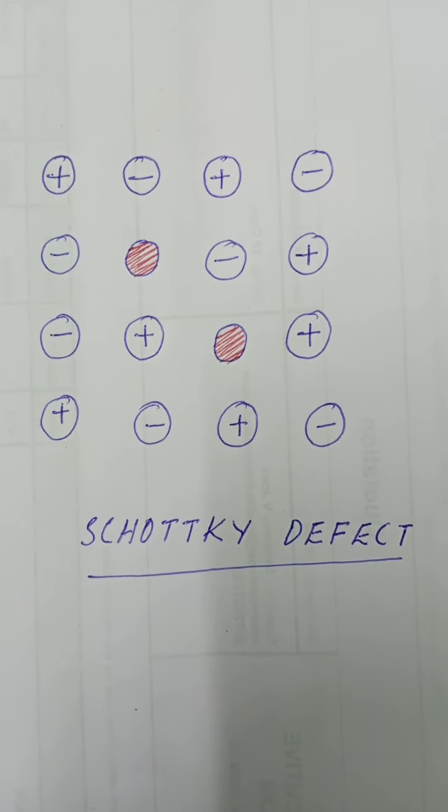Schottky defects. It is basically a vacancy defect in ionic solids. In this defect, a cation is missing from its normal site. In order to maintain electrical neutrality, an anion is also missing from its normal site. That means, in order to maintain electrical neutrality, the number of missing cations and anions are equal. Schottky defect decreases the density of the substance.